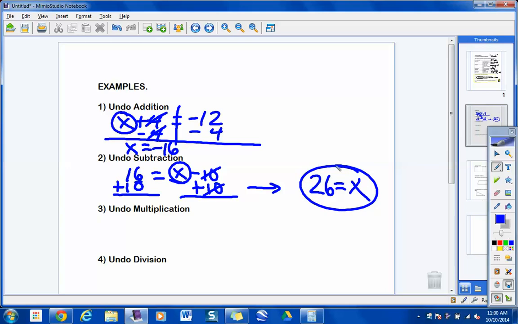How do you guys feel about that? You guys okay with that? Again, how do you undo the subtracting part? You add. So what if I had, listen to this, x minus 4 equals 10. What's my x?